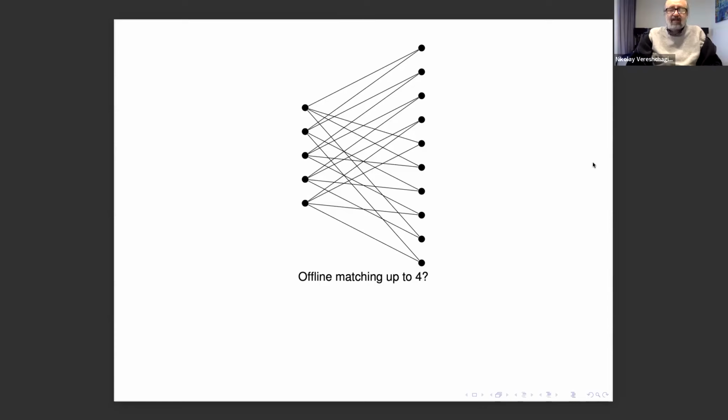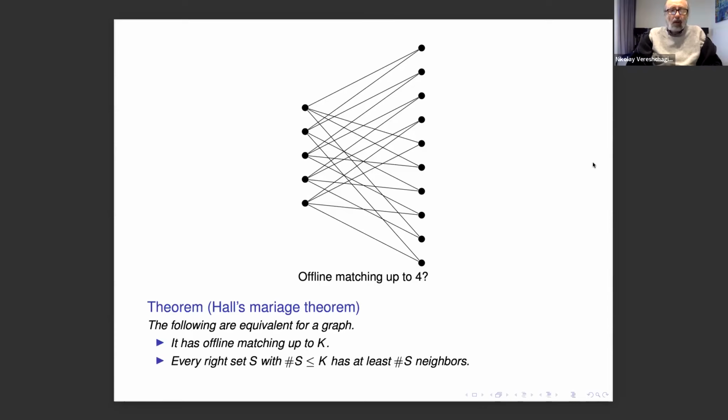Hall's theorem. Can you show the next slide? So that says the following: every right set S that contains at most 4 elements has at least size of S neighbors. And so this property is true in the above graph.